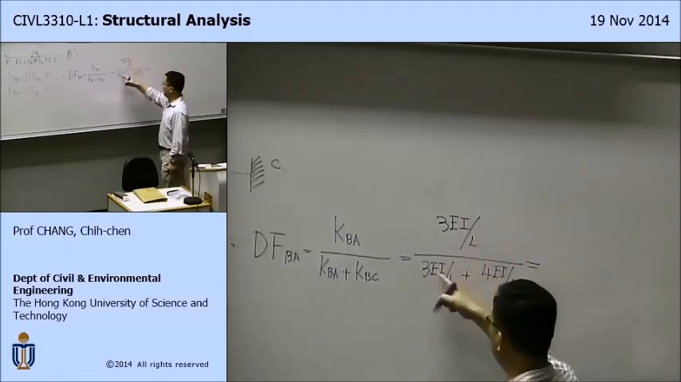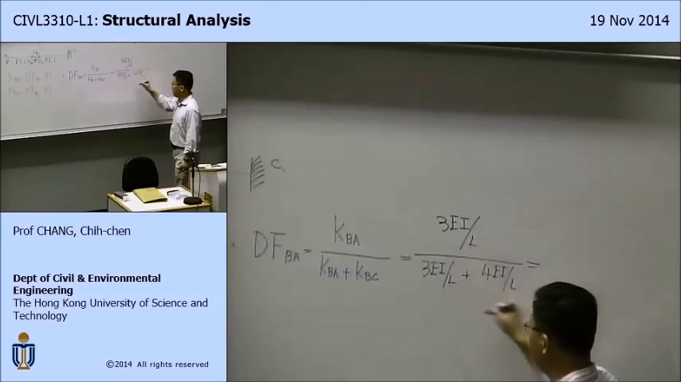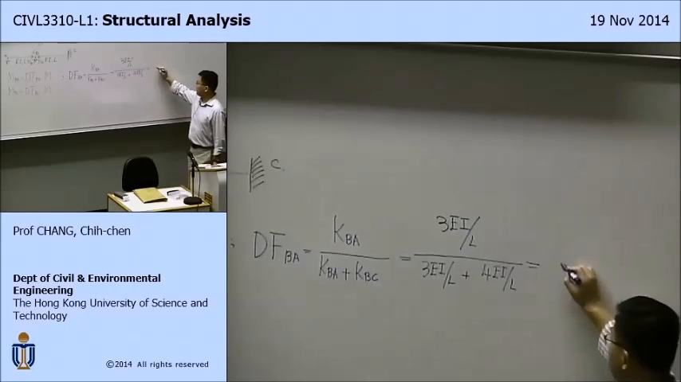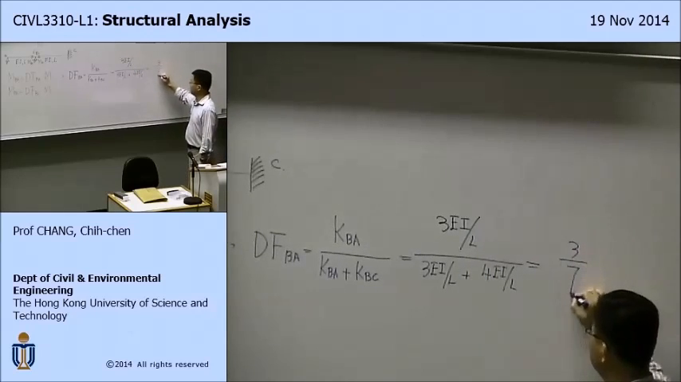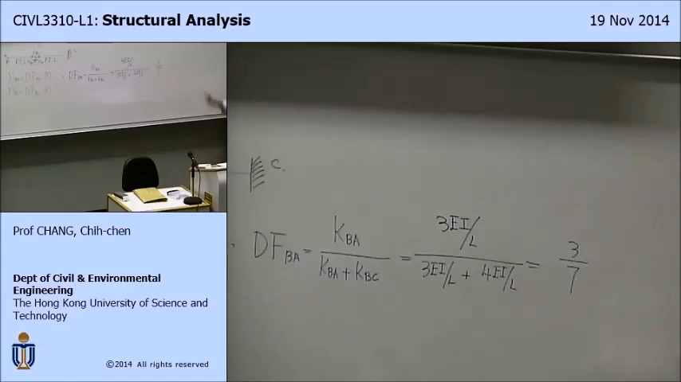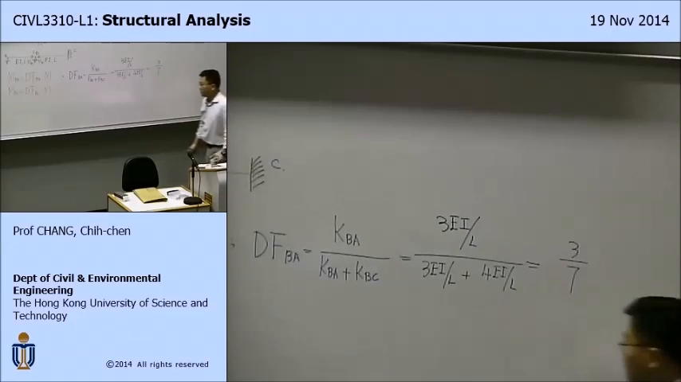If EI and L are all the same, this becomes 3. So this is the distribution factor, 3 over 7 for BA.